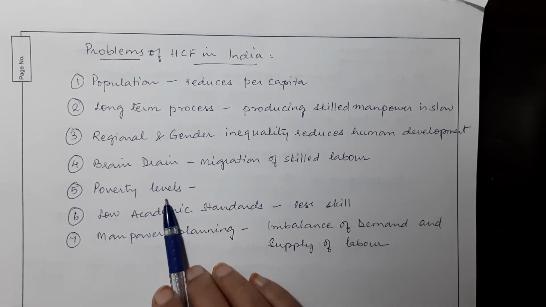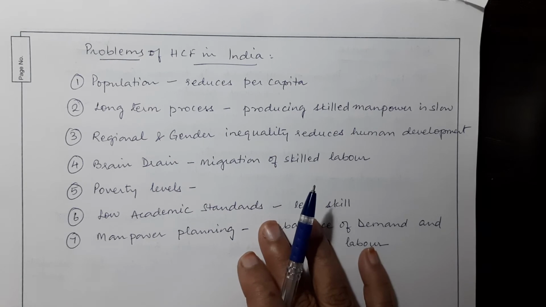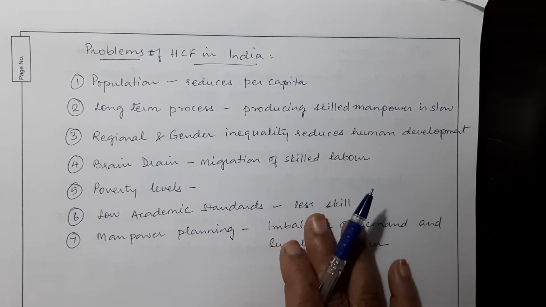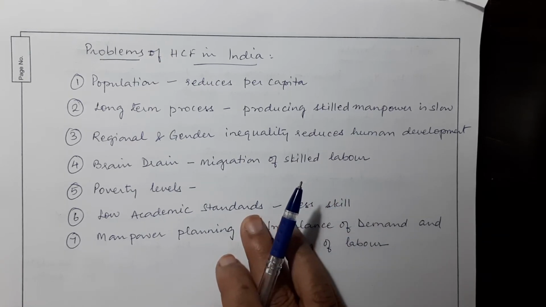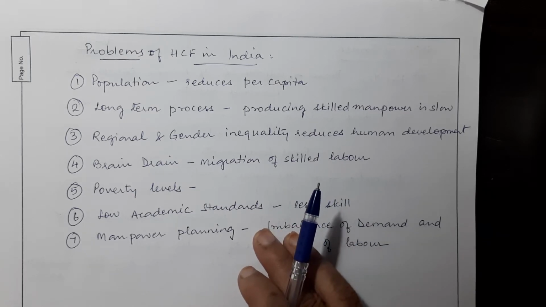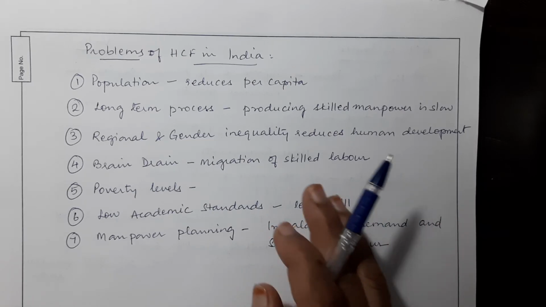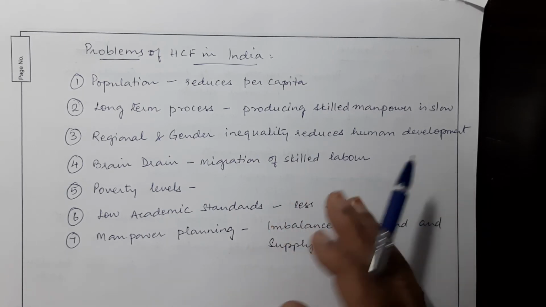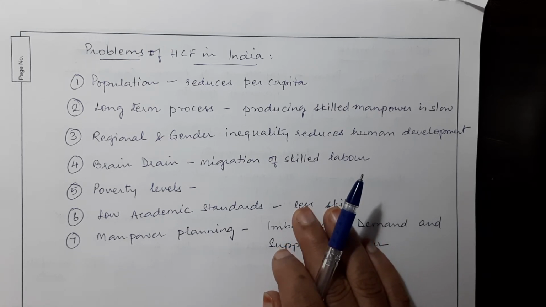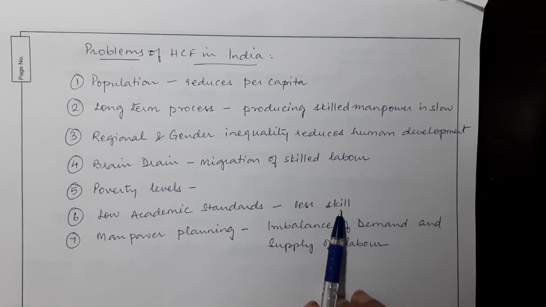Then poverty levels. High poverty levels also reduce human capital, because in places like India a large proportion of the population lives below the poverty line, and they do not have access to basic health and educational facilities. Though we have things like health for all and education for all, a large section of society cannot afford higher education because of their income, and also expensive medical treatment for major diseases. Then low academic standards would mean less skill.